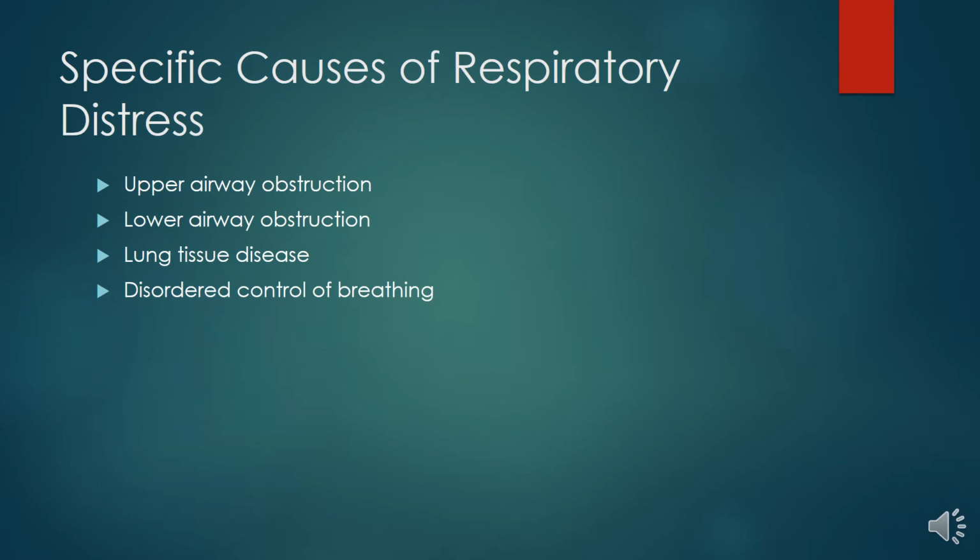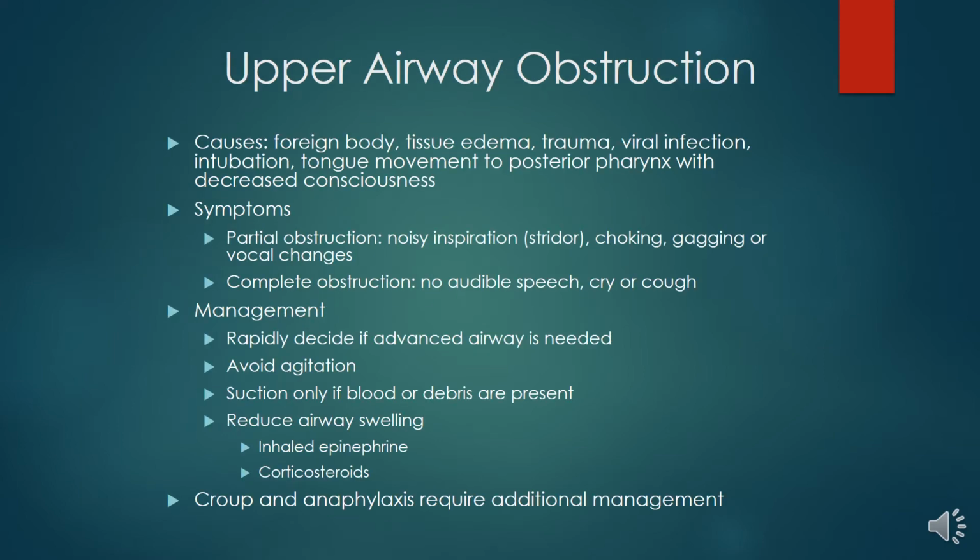Specific causes include upper airway obstruction, lower airway obstruction, lung disease, and disordered control of breathing. The causes of upper airway obstruction are foreign body, tissue edema, trauma, and viral infection. It produces symptoms of partial obstruction: noisy inspiration, stridor, choking, and gagging, and in complete obstruction, no audible speech. Management includes rapidly deciding whether to advance the airway as needed, avoiding agitation, and treating croup and anaphylaxis if required.